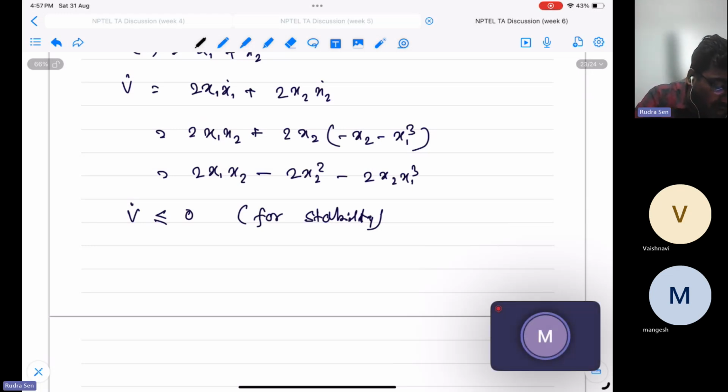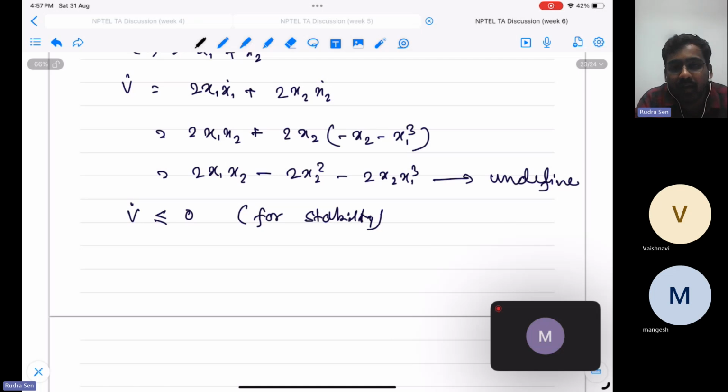Yes. So you have to check every x1 and x2 first of all: x1 negative, x2 negative; x1 negative, x2 positive; x1 positive, x2 positive; and x1 positive, x2 negative. In every case you have to check whether you will get V dot greater than 0 or not. First of all, this is the undefined case. Undefined case means you cannot directly say that the system is positive definite or negative definite, because you don't know what the value of this should be.